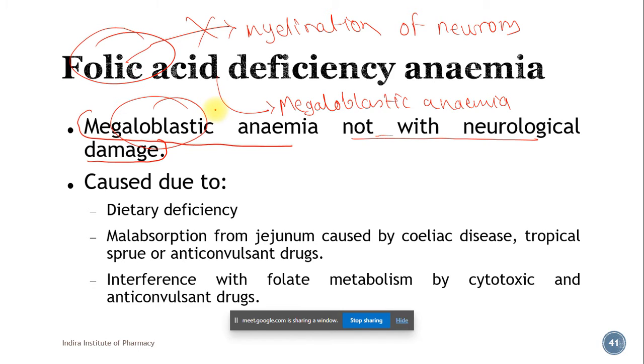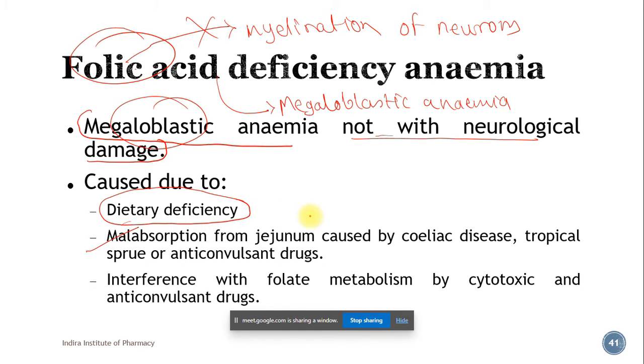So appropriately we have to give the medication to the patient. So if we observe that there is no neurological damage but there is megaloblastic anemia present, then it indicates that there is deficiency of folic acid. So again we have to treat accordingly. Okay, so it is caused due to, again, dietary deficiency. That means whatever diet you are consuming doesn't have enough amount of folic acid in it.